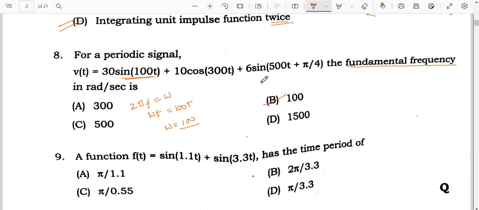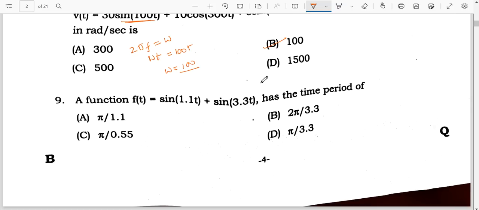Next one. The function f of t is equal to sine 1.1 t plus sine 3.3 t has a time period of. So here we need to find the time period. As the time period, first I will take this fundamental value. So omega t is equal to 1.1 into t. We know that omega is nothing but 2 pi f, which is equal to 1.1 here.